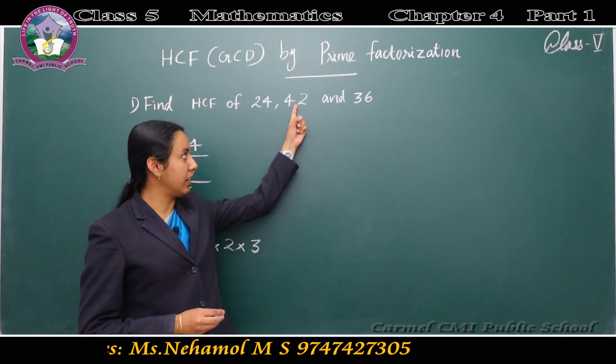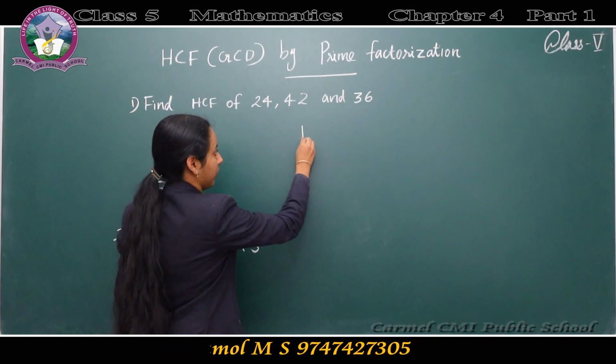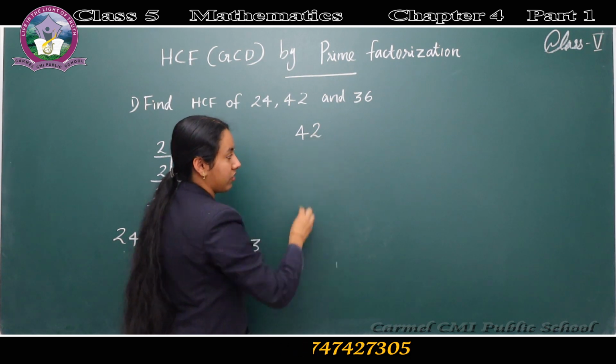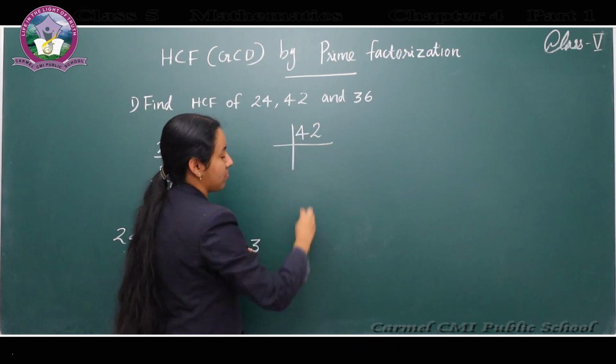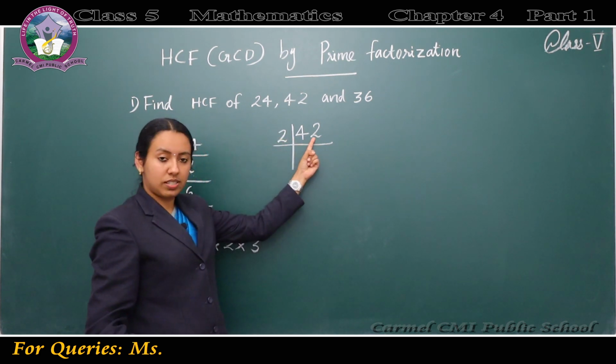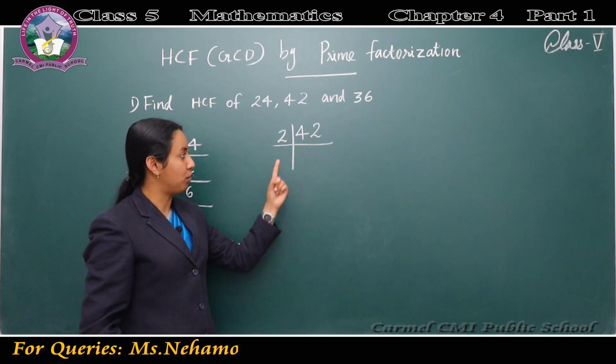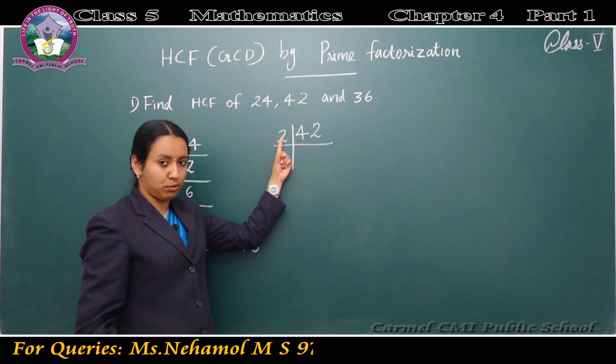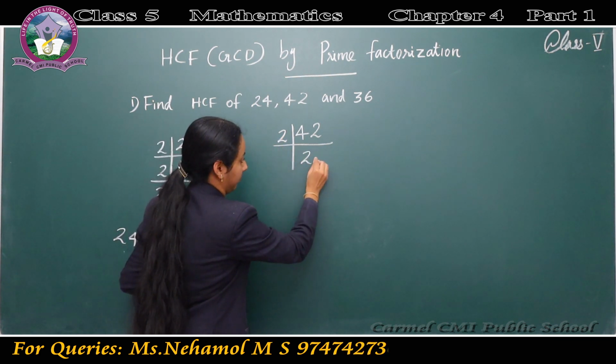Now consider the second number 42. We have to find the prime factorization of 42. Start dividing with the least prime number 2. 42 is an even number divisible by 2. 42 divided by 2 is 21.